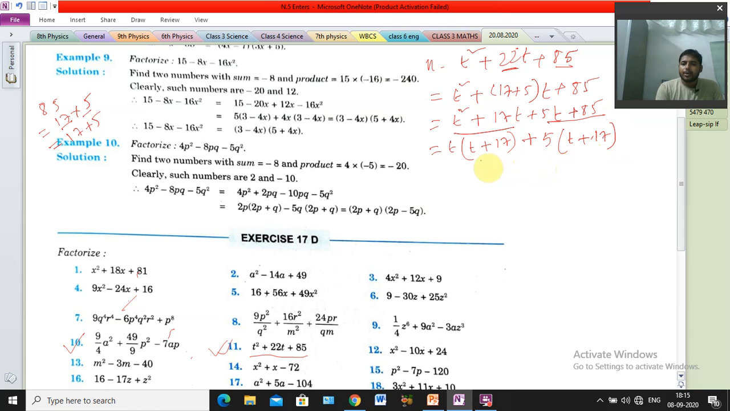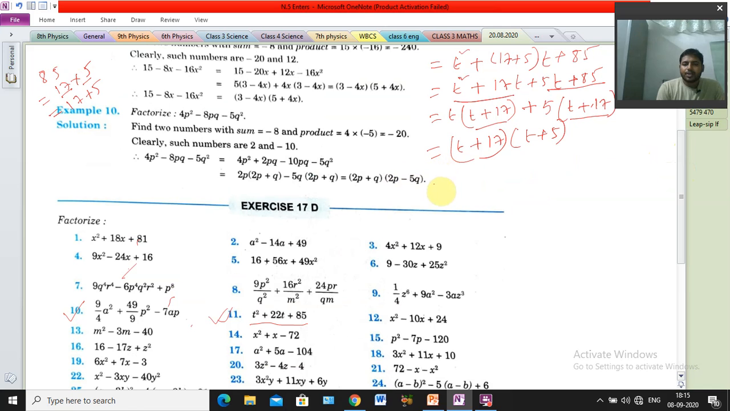Okay, now see, in the bracket the same thing is coming, sir. Yes, the same thing is coming, which means that is correct. So one factor is t plus 17, another one will be t plus 5. Clear or not? Clear? I hope clear, everyone.